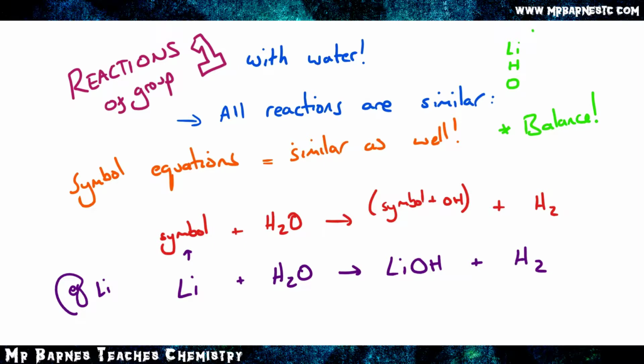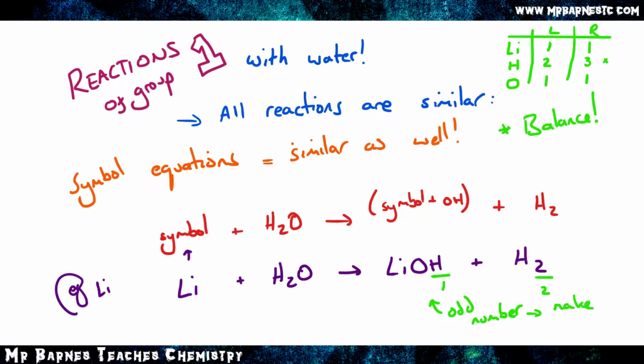When you do this, I'd always look at the number of elements on either side to begin with. So you can see here I've got one lithium, two hydrogens and one oxygen. On the right hand side, I've still got one lithium, but I've got three hydrogens. I've got one in my LiOH and I've got two in my H2. And then I've got one oxygen as well. So you can see from this, my lithium is balanced, my hydrogen is not balanced, and my oxygen is balanced. So we need to start off with the hydrogen.